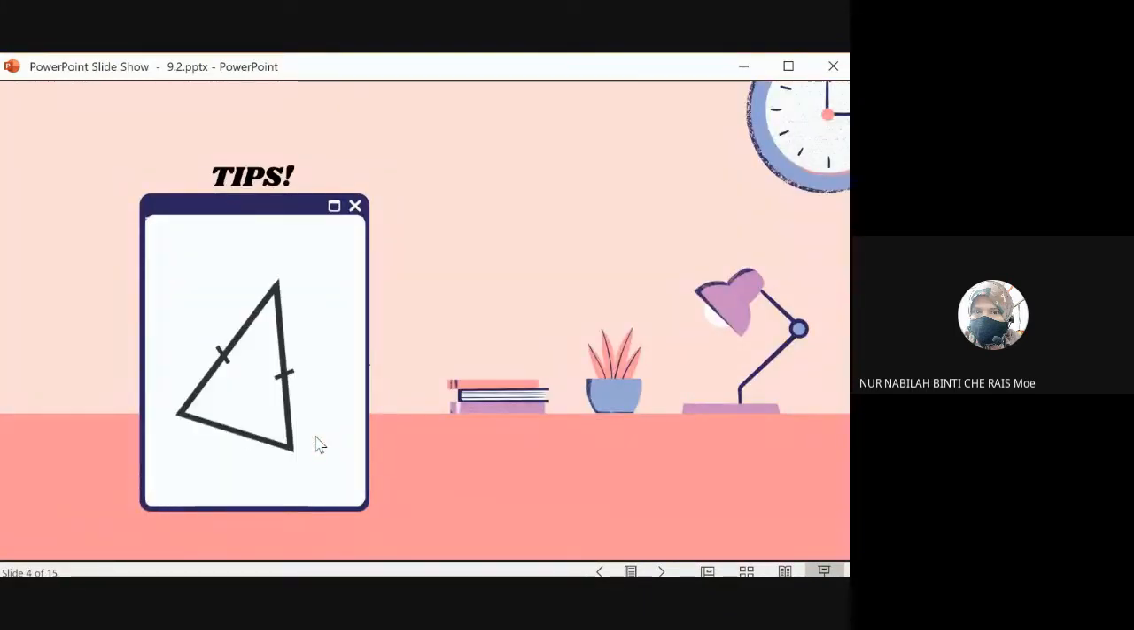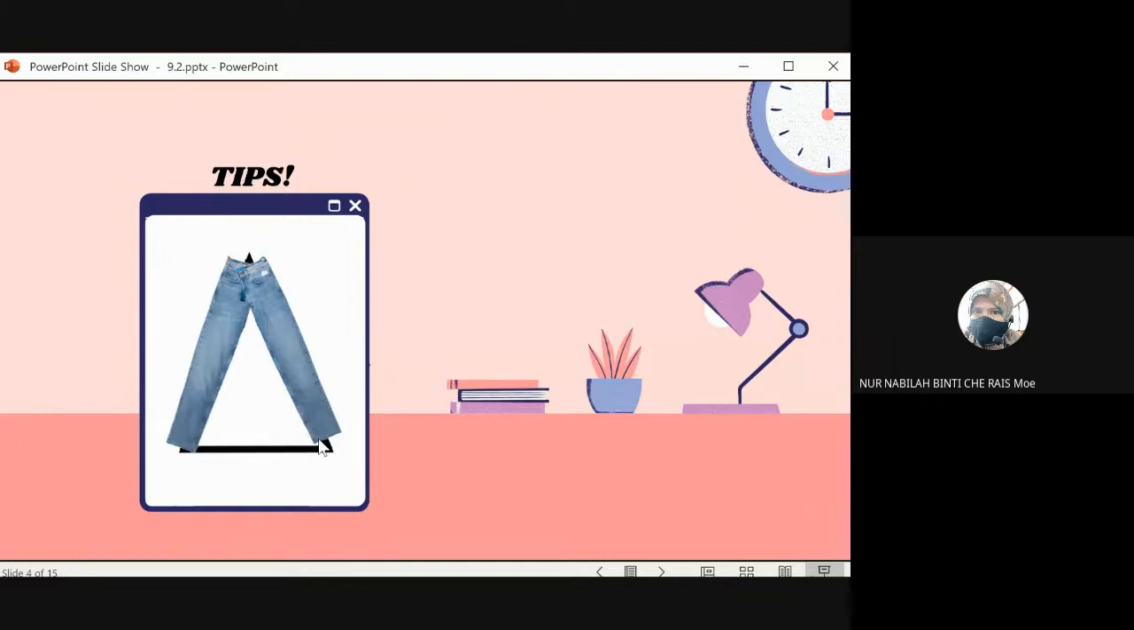Okay, let's say you have an isosceles triangle like this. How do you identify which one is the base angle? You imagine this length, the same length, is your leg. Like your pen, like this. This is your leg. And then you have shoes, right?